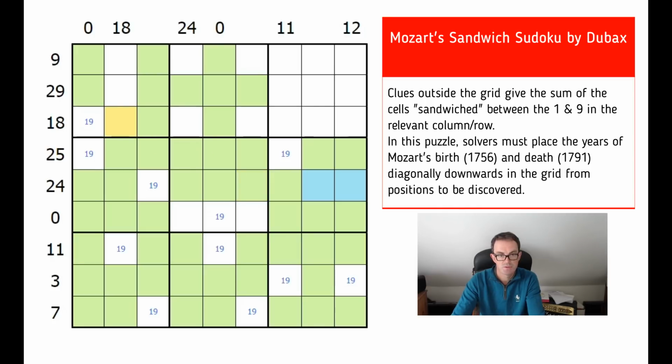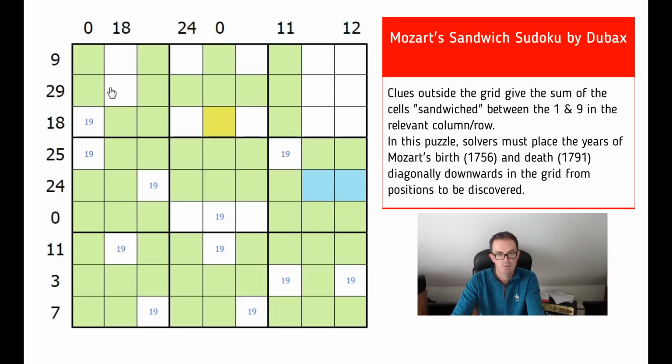It's a good puzzle, this already, isn't it? It's not easy. I mean, this is one of the beauties of sandwich Sudoku, is that they really do stretch you. The harder ones are, it's a beautiful logic problem just to get the 1s and the 9s in.